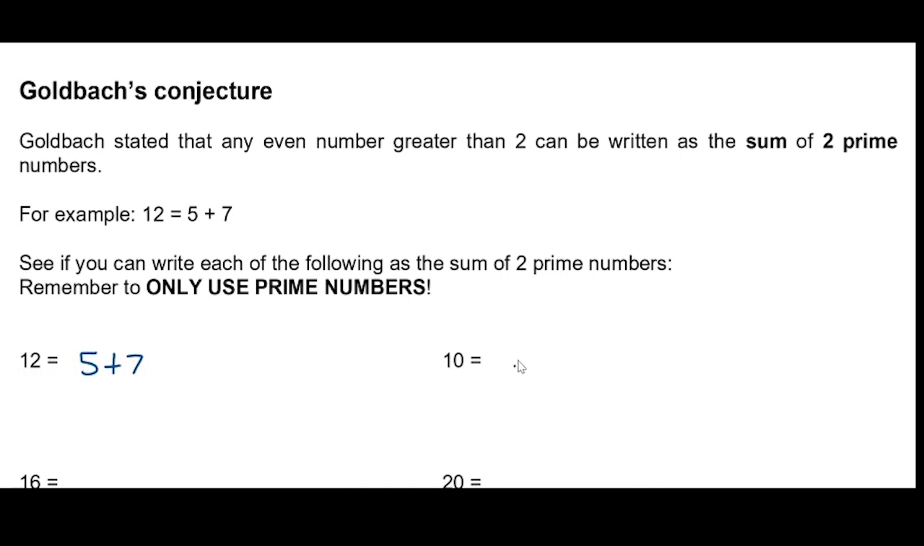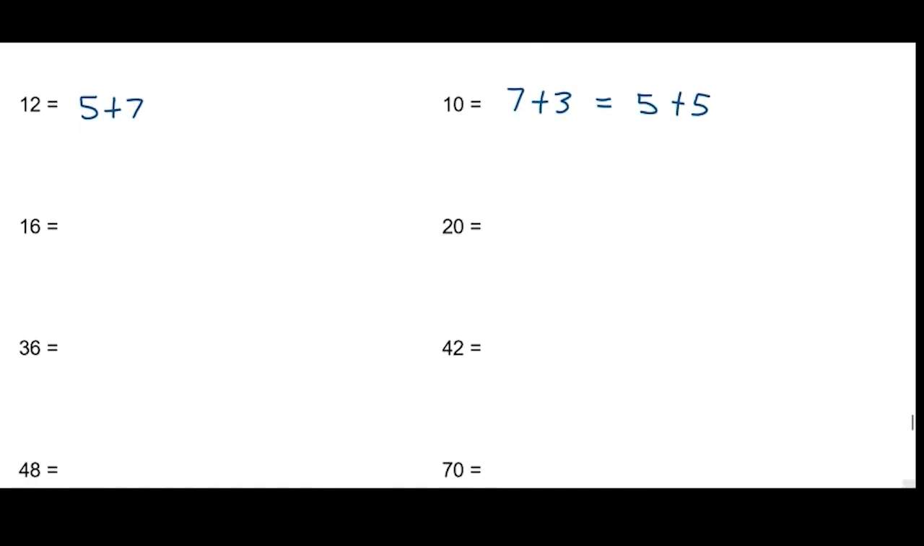Right, 10, 7 plus 3. There might be other options. For example, 10, we could also do 5 plus 5. Okay, two prime numbers that add together to give 10. 16, 3 plus 13. I can think of another one, and that's, no, I can't. No, in fact, I can. 20, 7 plus 13. I can think of another one, or 3 plus 17. Both of those are prime.